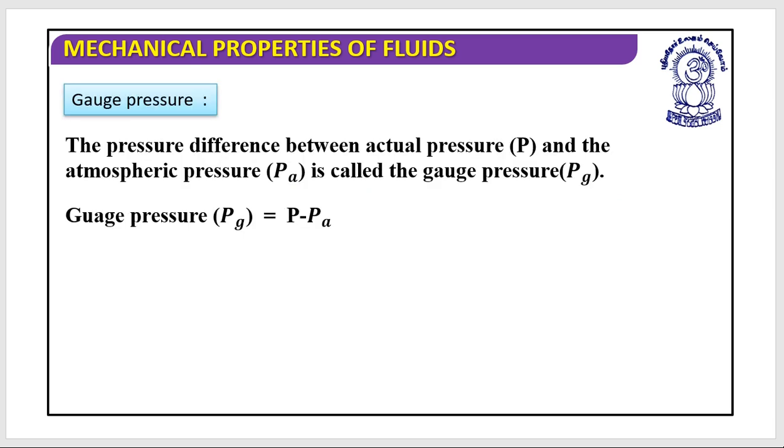Now let's discuss a different pressure, what we call gauge pressure. Basically, it's the pressure difference between the actual pressure P and the atmospheric pressure PA. That is what we call gauge pressure. So gauge pressure equals P minus PA. Now, again the question is how to find out the gauge pressure.